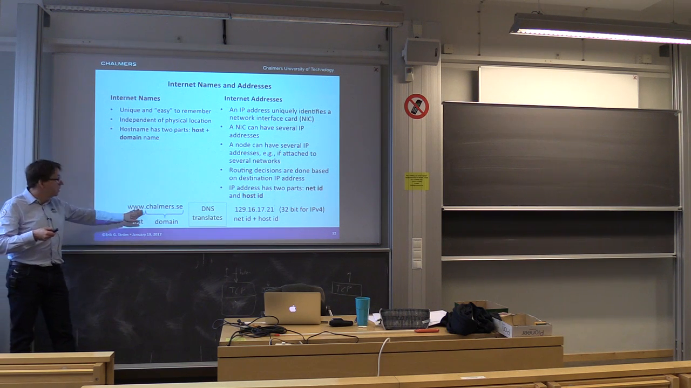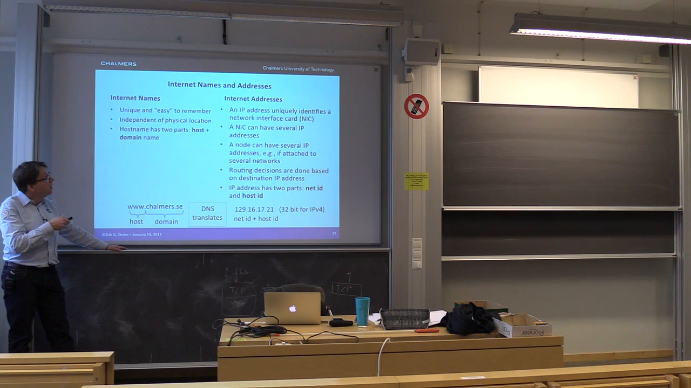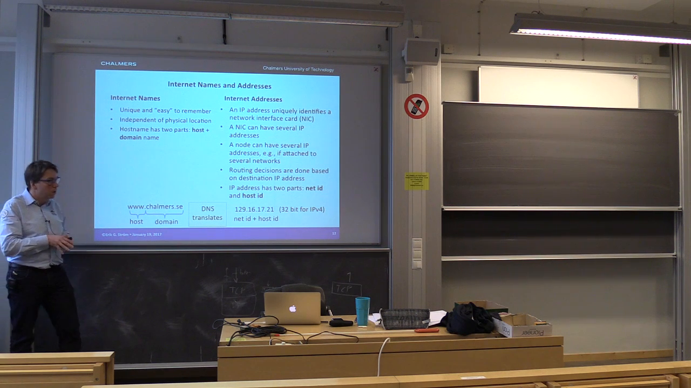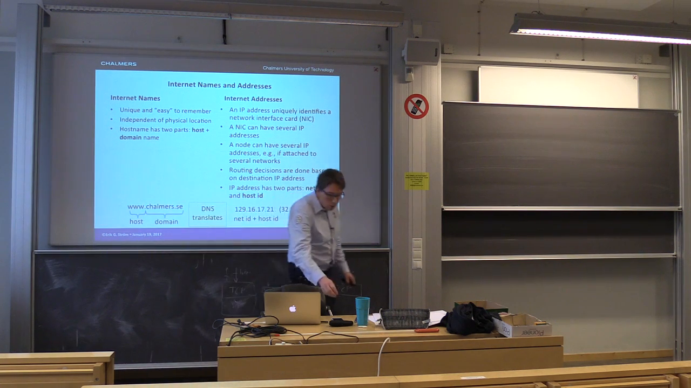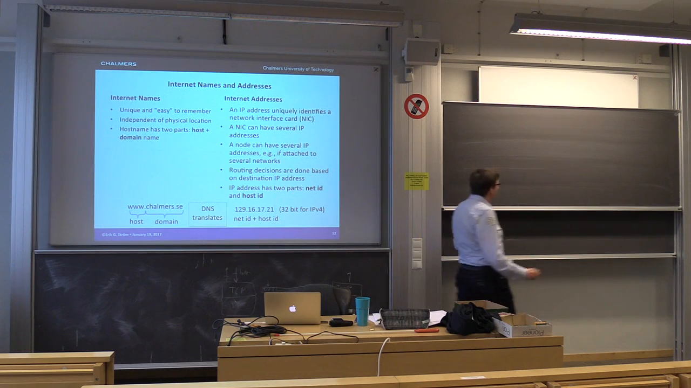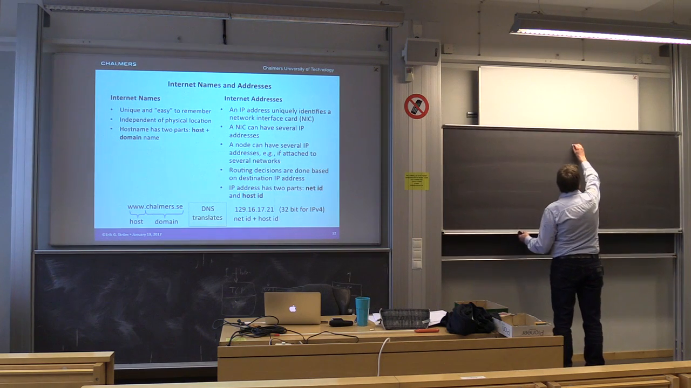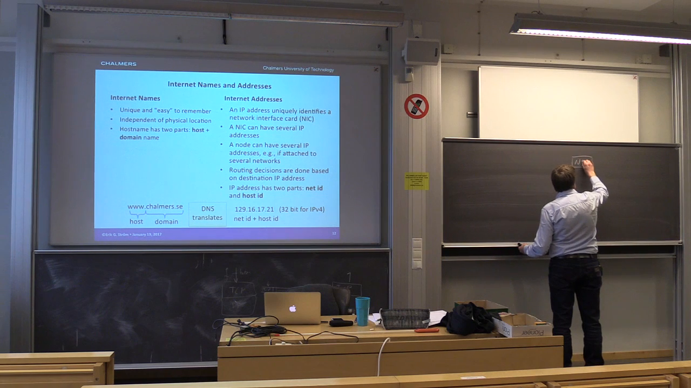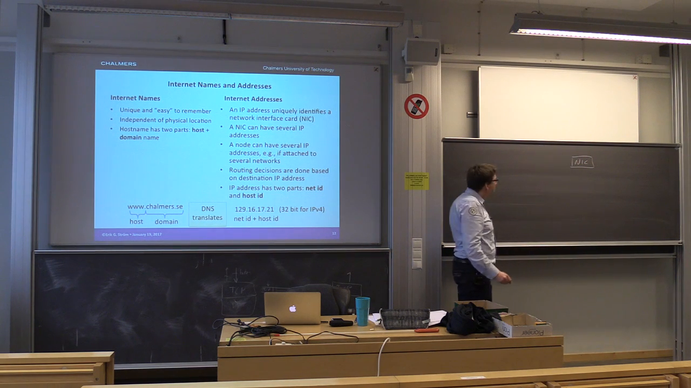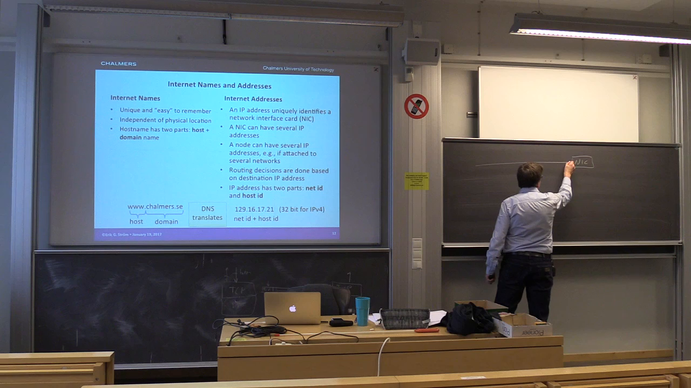The IP layer doesn't understand this. So the IP layer needs an IP address, and the IP address uniquely identifies a network interface card. Okay. So in a computer, there is this network interface card, or NIC, right? So an IP address points to this.